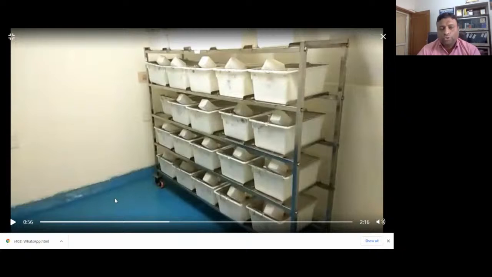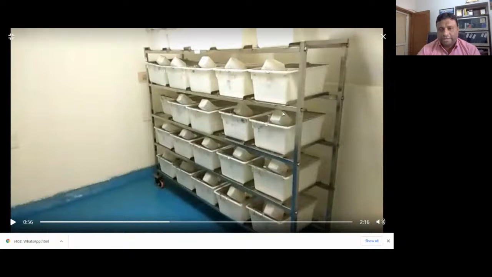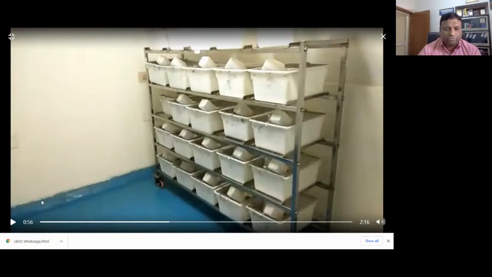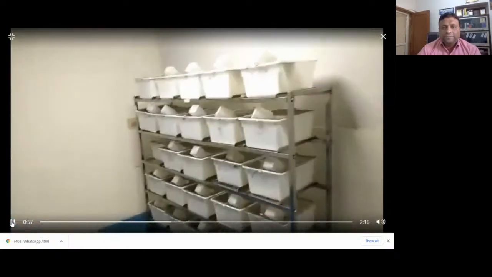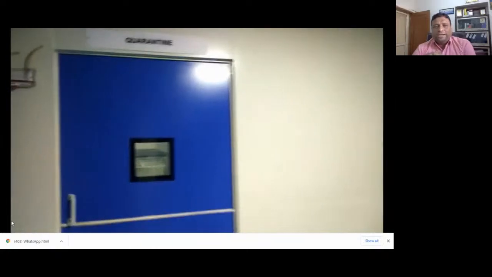The blue flooring which you are seeing is epoxy flooring with a coving, so that it's very easily cleaned. And typically you just have to clean the dust particles, everything from here, and there won't be any deposition of the dust particles, so it's easy to clean. Okay, so this is a typical stainless steel cage holder, with different cages. Okay, let's move further. Based on the room size, you can keep how many animals you want to keep.